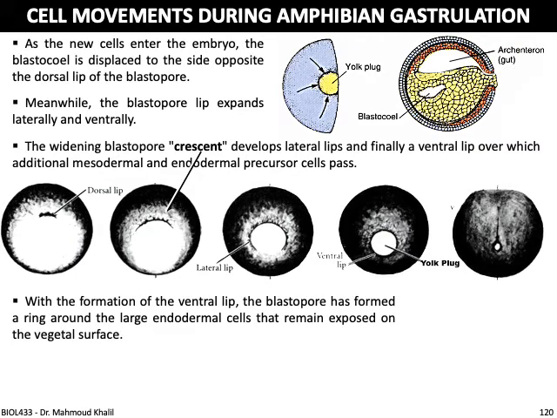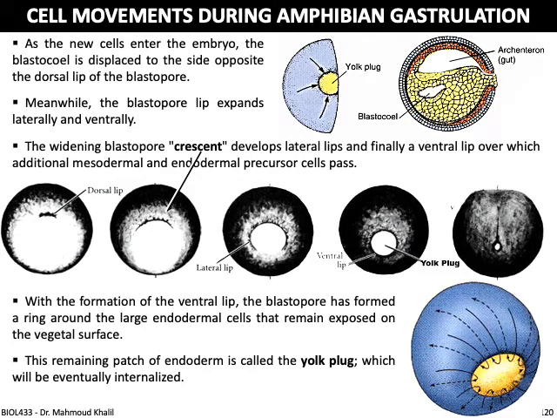With the formation of the ventral lip, the blastopore has formed a ring around the large endodermal cells that remain exposed to the vegetal hemisphere. And you can see from the figure how the movement occurs. The solid arrows represent the movement from outside, while the dashed arrows represent the movement inward. The remaining patch of endoderm, which appears yellow in this figure, is called the yolk plug, and will eventually be internalized.